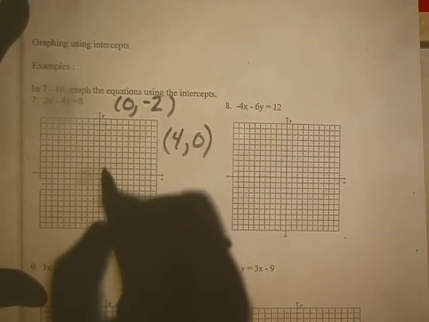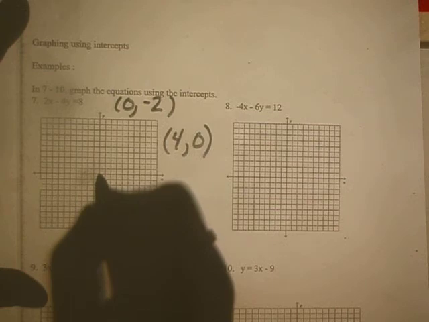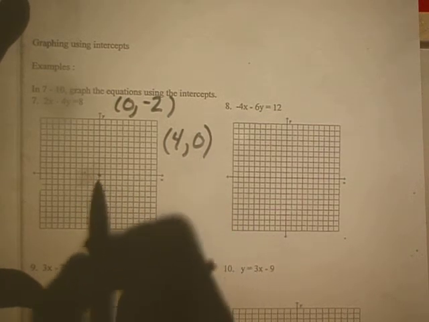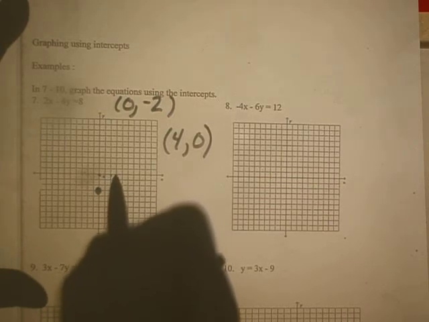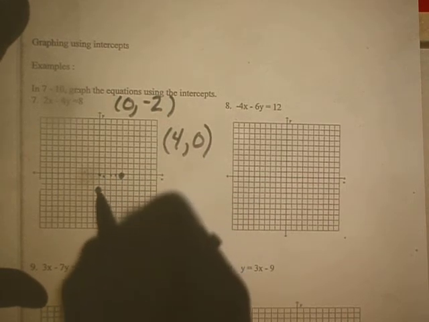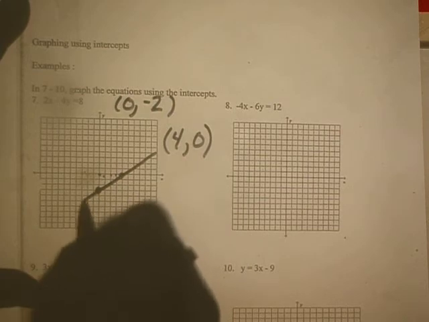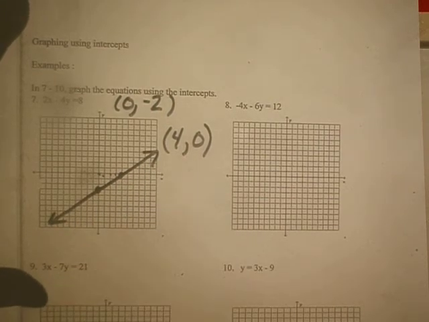And now to graph that, this is the ordered pair (0, 0). (0, -2) will be right there. And (4, 0) will be right there. And your line looks like that.